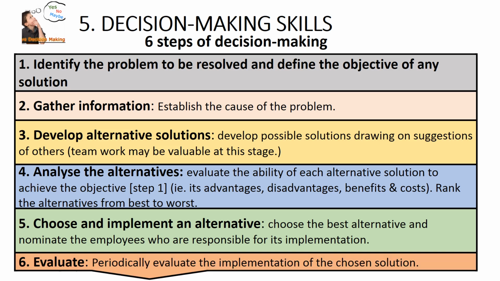The sixth and final step is for the manager to periodically evaluate the implementation of the solution that the manager has chosen. And this is necessary because sometimes in the process of implementing a solution, the manager will come across other problems, and as a result, the manager may need to reconsider whether the solution the manager has chosen is the best solution, or whether instead it's necessary to select an alternative solution.